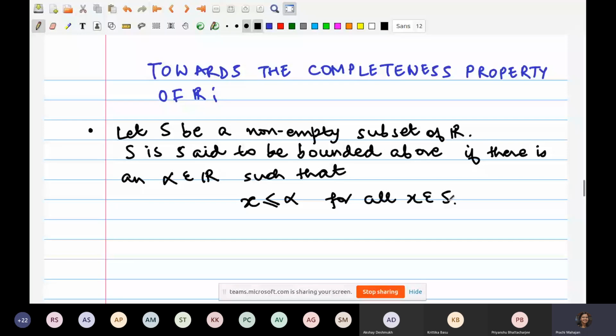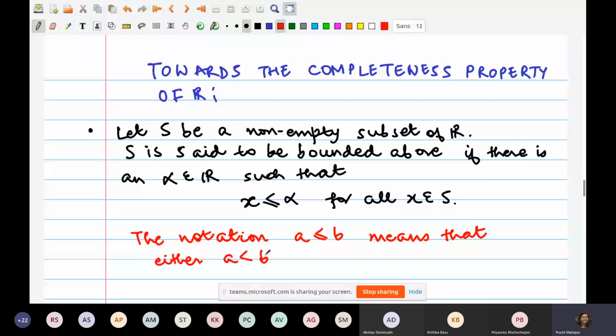A couple of things here. First, I have not defined this notation as yet, so let me clarify that. Given two real numbers A and B, the notation A less than or equal to B means that either A is less than B or A is equal to B. This is in terms of the order relation that we defined in the previous slide. Once we have understood this notation, I believe this makes sense.